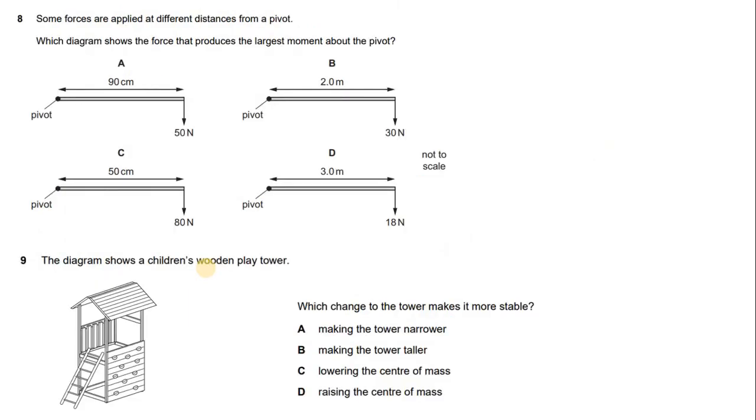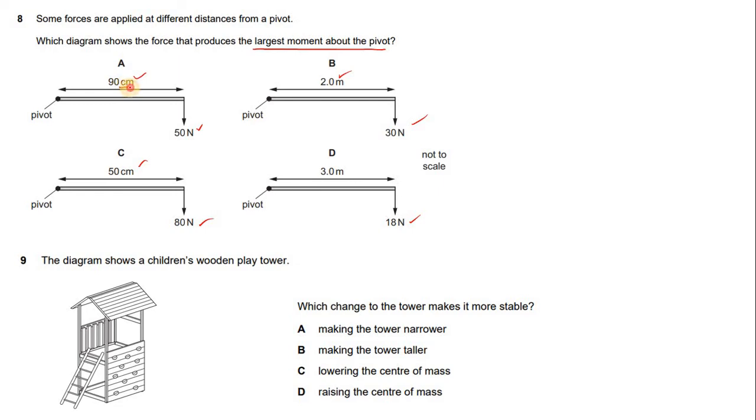Question number 8. Some forces are applied at different distances from a pivot. Which diagram shows the force that produces the largest moment about the pivot? So we are given the pivot distance and the forces. We can calculate the moment produced in each option quickly. But remember, there is a catch in each diagram.